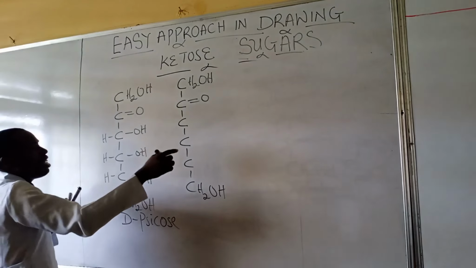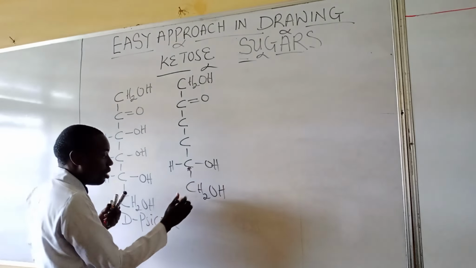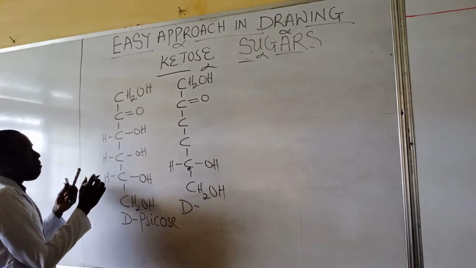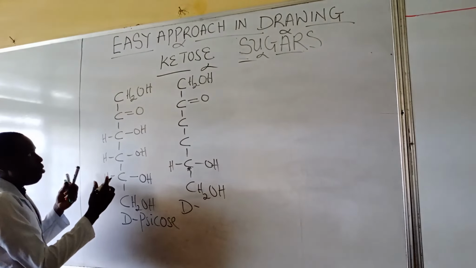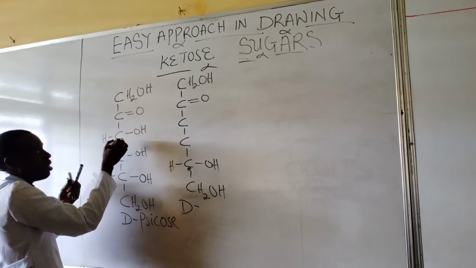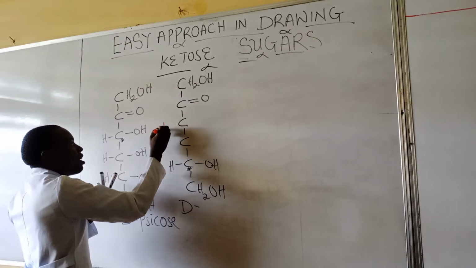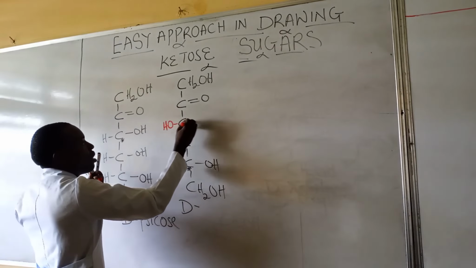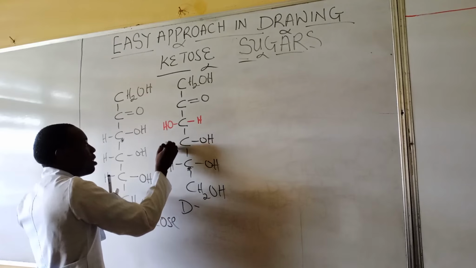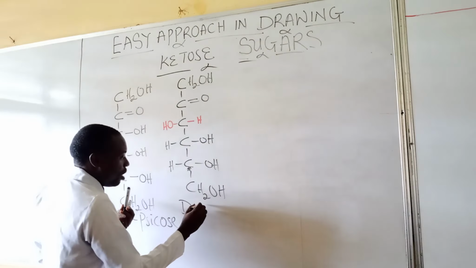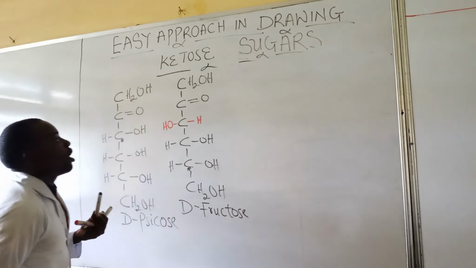So remember, in this case, the last chiral carbon is what we use for the D form. Now, if you look at the psicose, all the hydroxyl groups are on one side. It means that we have to move this second one here now. So let me use a red pen. Here is HO now, here is H. Then every other thing remains the same. This is what we call D-fructose. Very common. We'll move again to the next one.